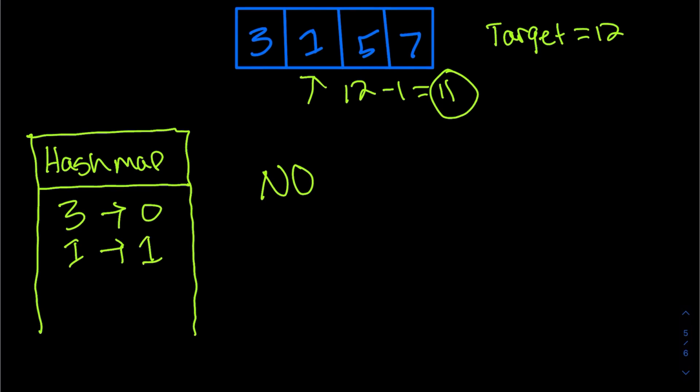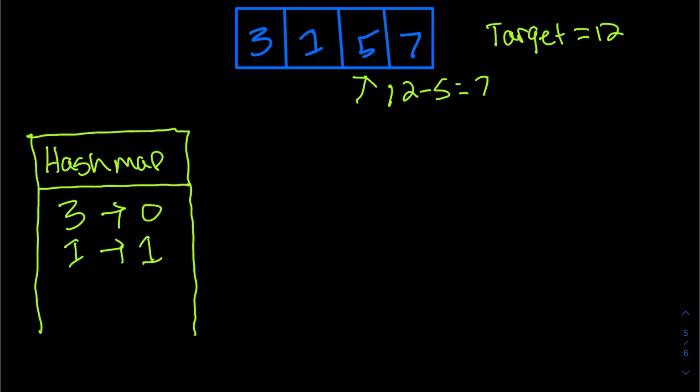So now we erase all that and we increment the index again to 5, and we say 12 minus 5 equals 7. Have we seen 7 before, or is 7 in the hash map? And the answer is no yet again. So we add the current value 5 and map it to its index of 2. And now we are at 7.